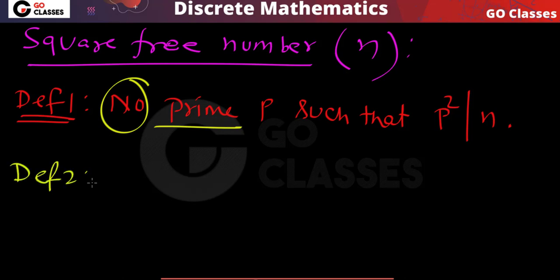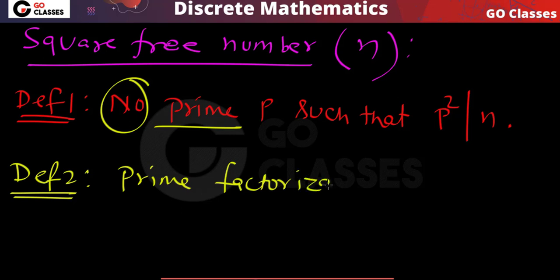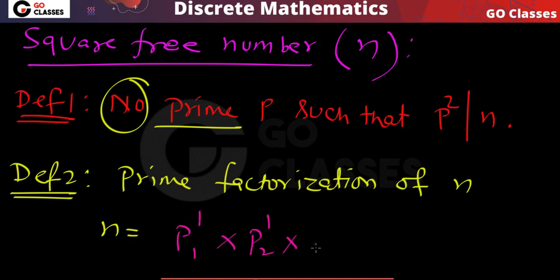Or you can use this definition. When you do the prime factorization of n, then what should happen? For every prime number, the power must be 1. This is important, the power must be 1. This should be the prime factorization of n. Then we will say that this is a square free number. So this is the definition of a square free number.